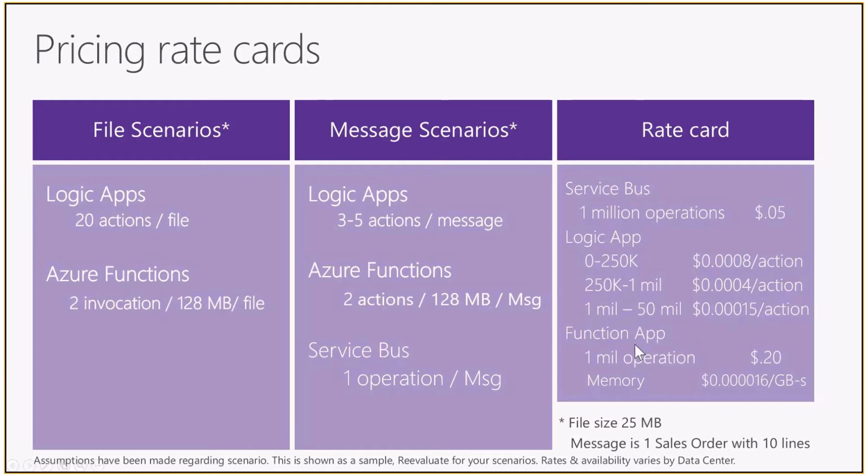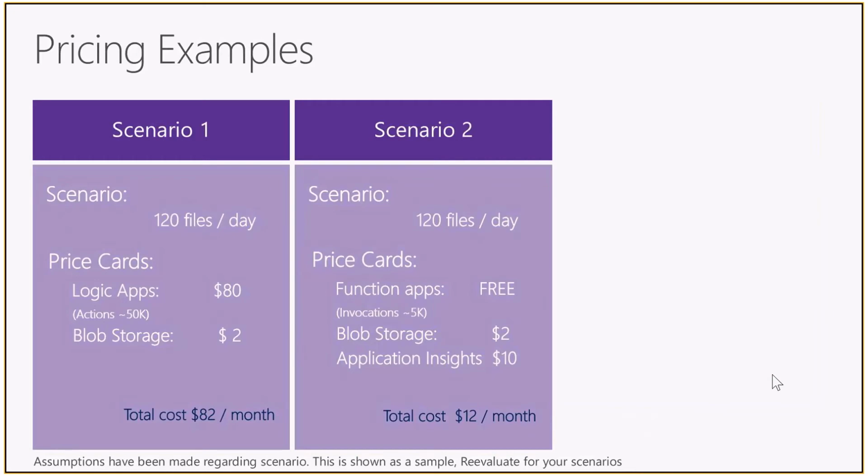On top of that, for a function app, depending upon whether you choose a consumption plan, you might get the first million operations free. Subsequently, each additional million operations would cost you 20 cents. And there is a cost for memory usage as well. Using this, I priced some real customer scenarios. We have a customer who was uploading about 120 files a day. Their cost to do that scenario turned out to be $80 a month, and they would pay blob storage $2 for it, making $82 a month in total.